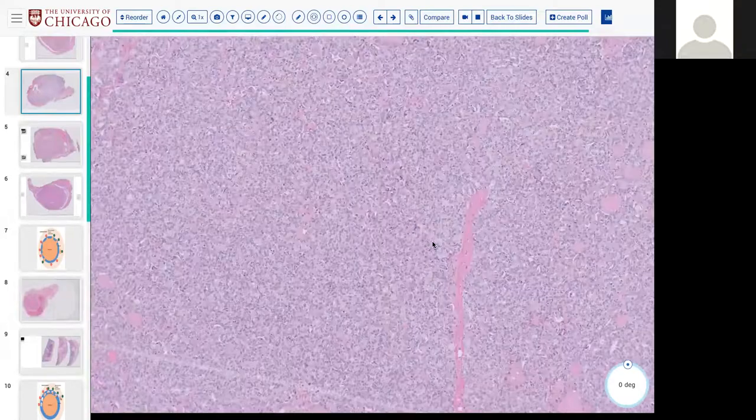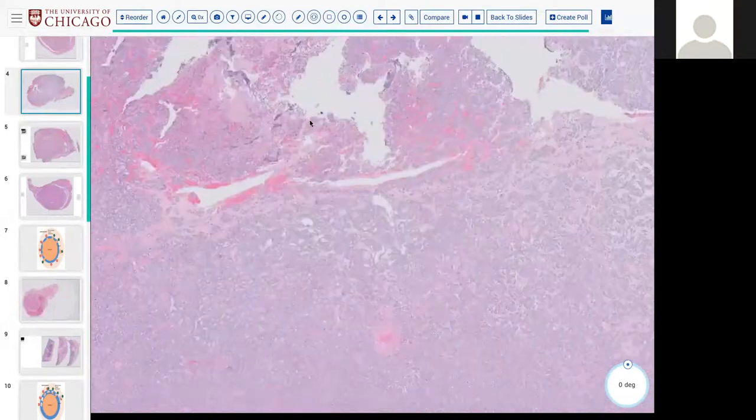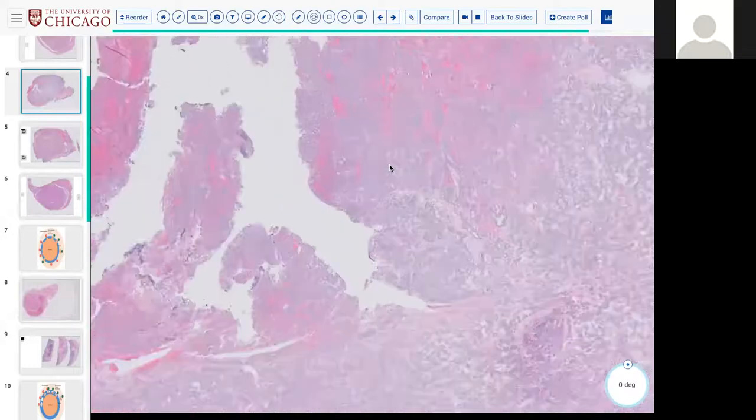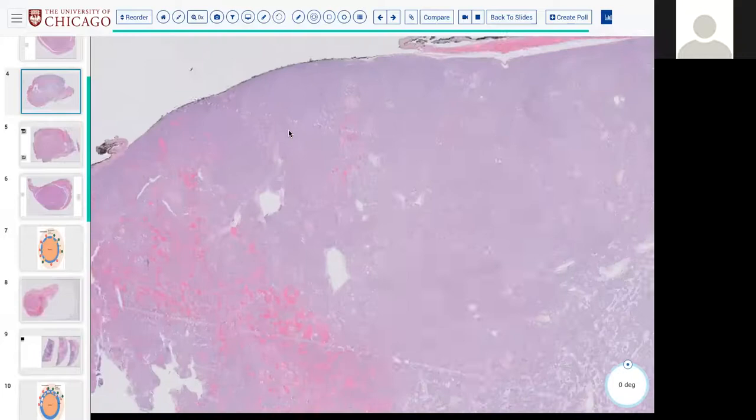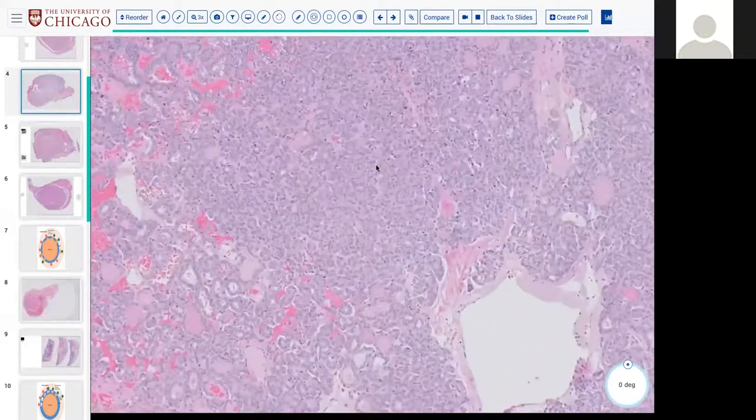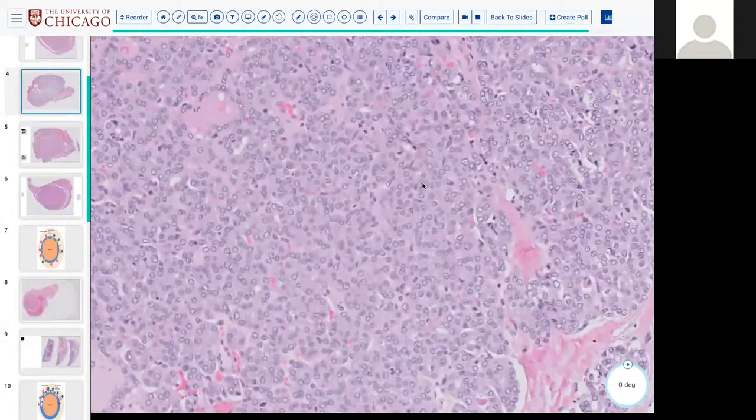So I wasn't quite sure where we were going with this, whether this was just this microfollicular pattern that is becoming more solid and we need to worry a little bit about it becoming poorly differentiated, or I'm overthinking it.